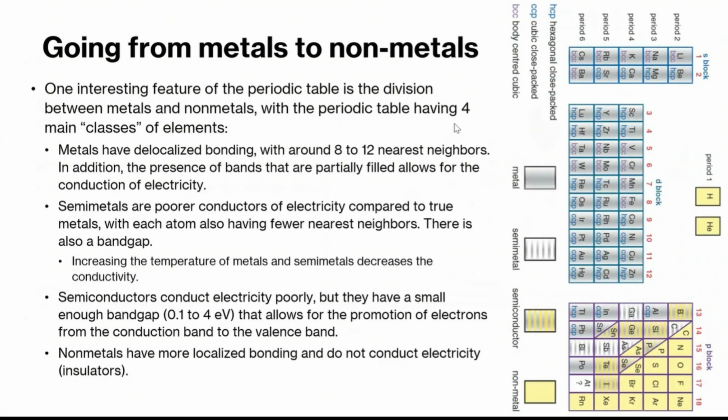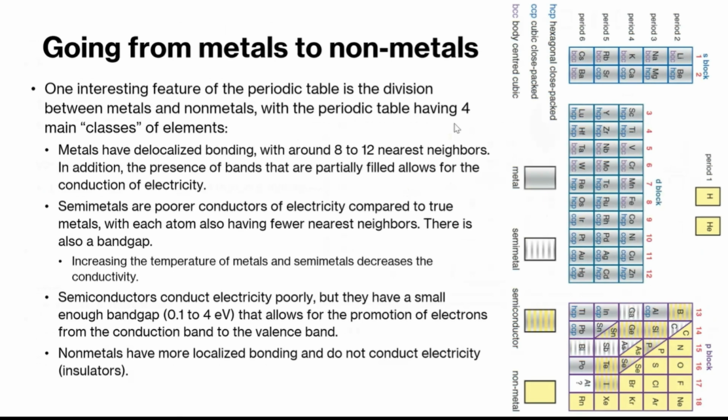Now, we're mainly going to end this chapter off with the transition from metals to nonmetals. One interesting feature of the periodic table is the division between metals and nonmetals. The book classifies the periodic table as having four main classes. Metals have delocalized bonding with around 8 to 12 nearest neighbors, and in addition, the presence of partially filled bands allows for the conduction of electricity.